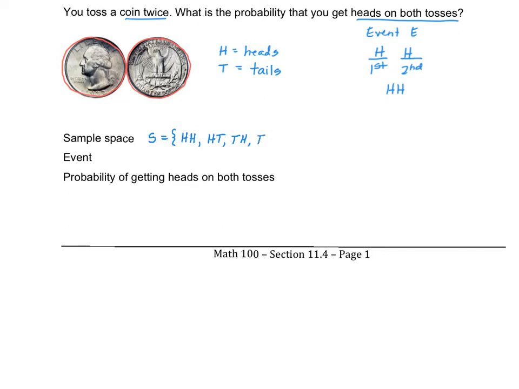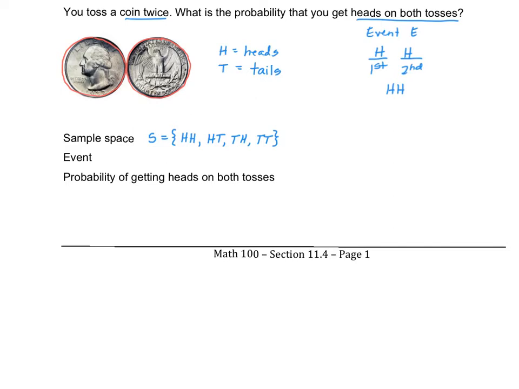Or I could get tails on both. So these are all the possible things that can happen when I toss that coin twice. Now, when you're figuring out your sample space, you can also use a tree diagram if you wish, similar to what we did in 11.1.